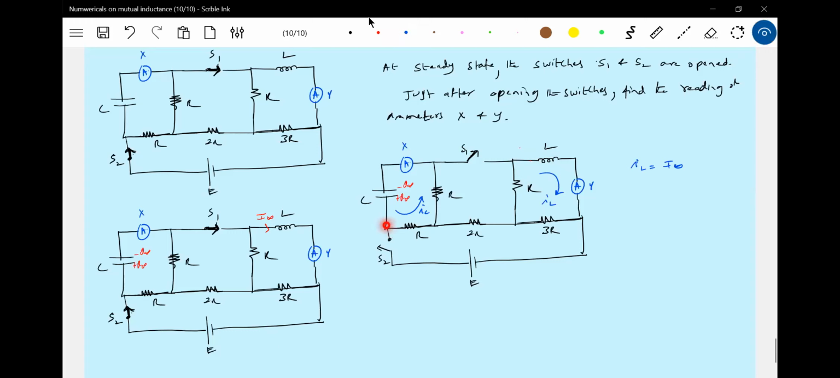During charging, the current was flowing like this. Now, during discharging, it flows in the opposite direction. Am I right? Because this is a positive plate, it starts discharging, so the current will flow like this. Whereas here, the current will flow in the direction of the earlier steady state current. This is something I wanted to show. So what is IC? Can you find out?